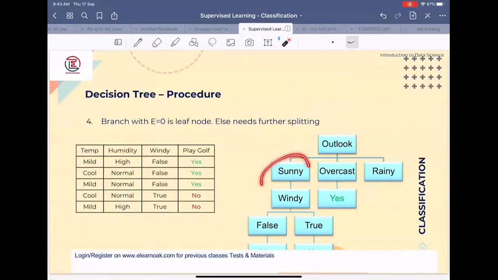If you look at the example of sunny, if I shortlist based on sunny, these are the 5 values that I have. Of the 5 values, 3 are yes, play golf, and 2 are no, don't play golf, which gives us an entropy of 0.971. Once we have that entropy, we need to choose the next feature we will go for. What should be the next feature? Do we go for temperature? Do we go for humidity? Do we go for windy?